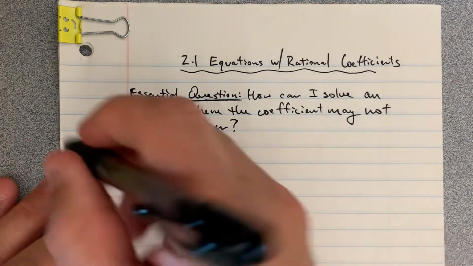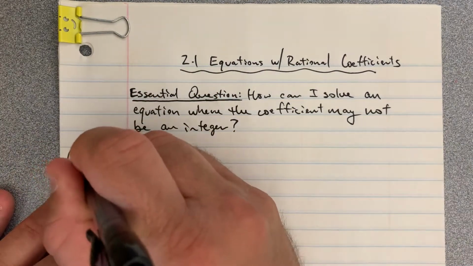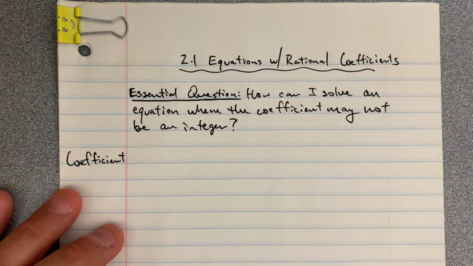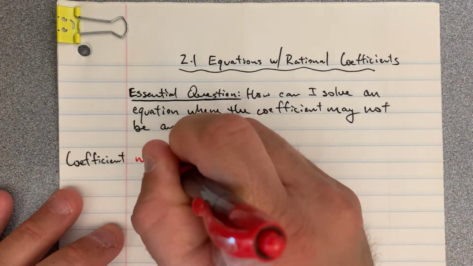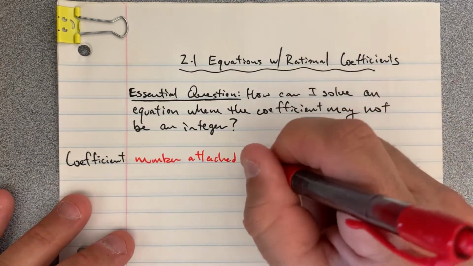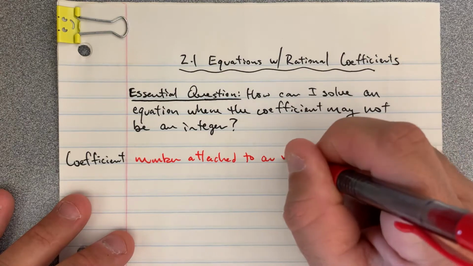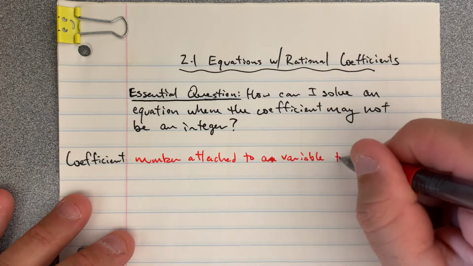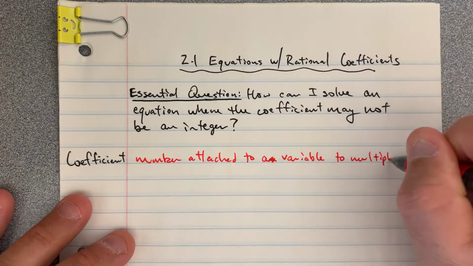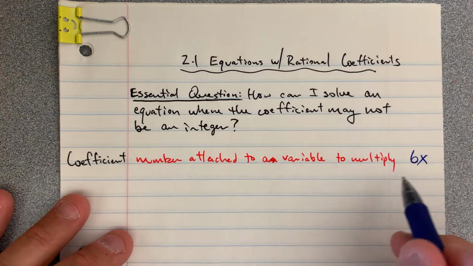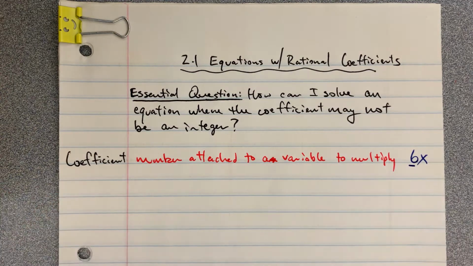The very first thing, as a reminder, is the term coefficient. It's going to come up throughout our lesson today, and we've seen it before, but just to refresh our brains, the coefficient is the number attached to a variable to multiply. So if I were to give you an example like 6x, the 6 is our coefficient, obviously x is our variable.